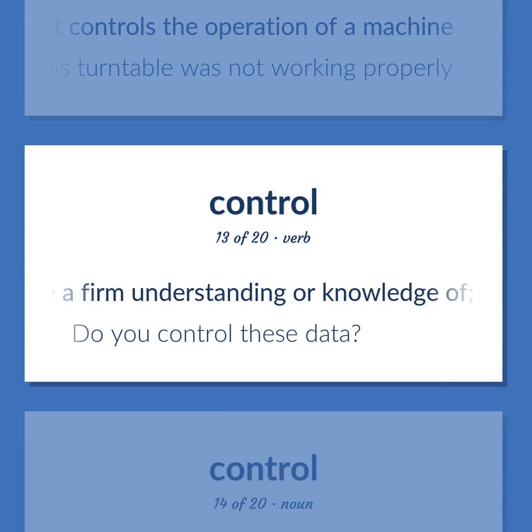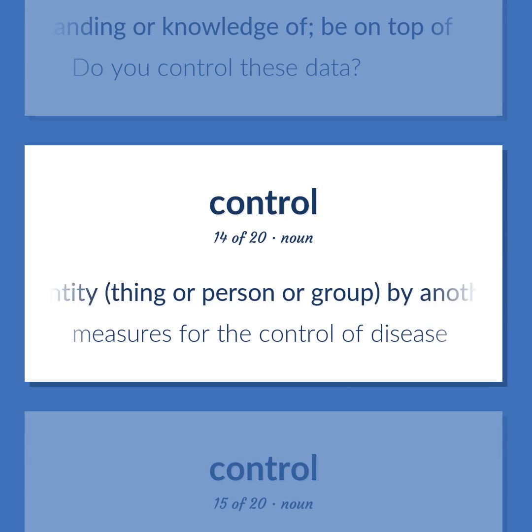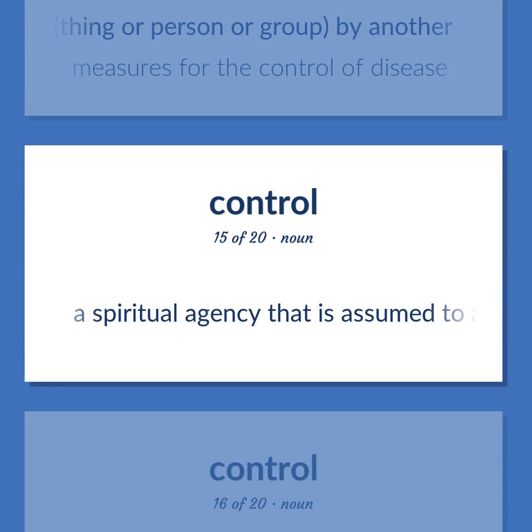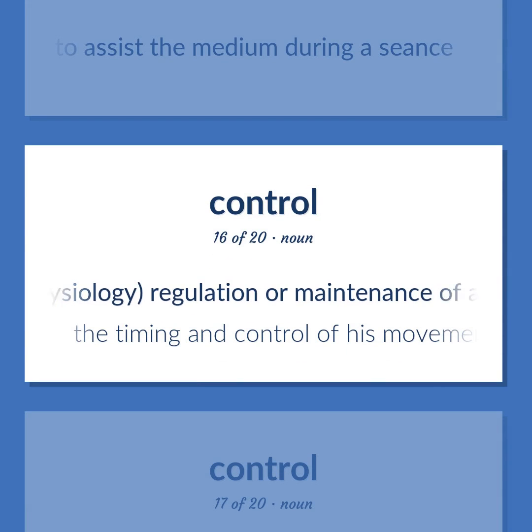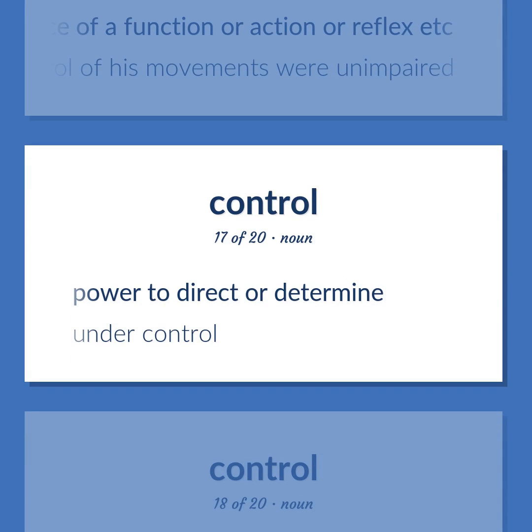Have a firm understanding or knowledge of. Be on top of. Do you control these data? A relation of constraint of one entity, thing or person or group, by another. Measures for the control of disease. A spiritual agency that is assumed to assist the medium during a séance. Physiology, regulation or maintenance of a function or action or reflex, etc. The timing and control of his movements were unimpaired. Power to direct or determine. Under control.